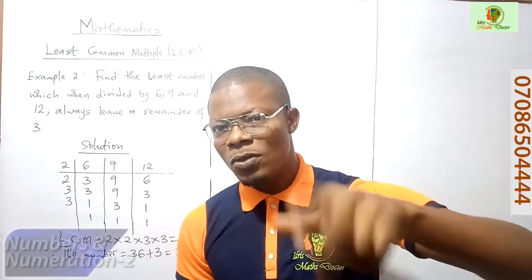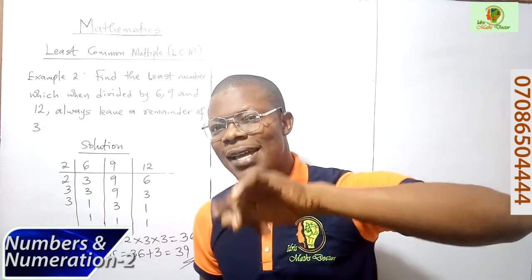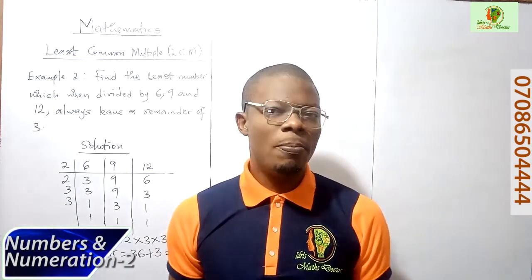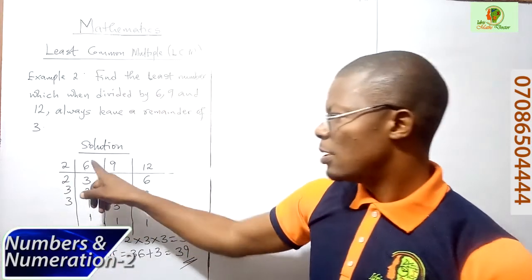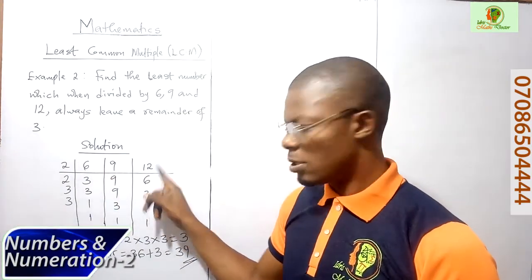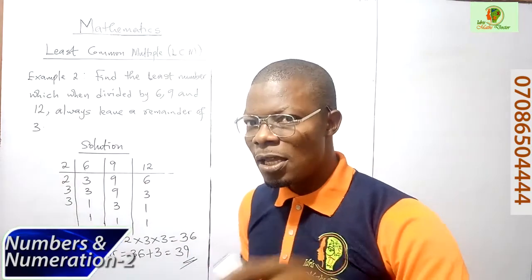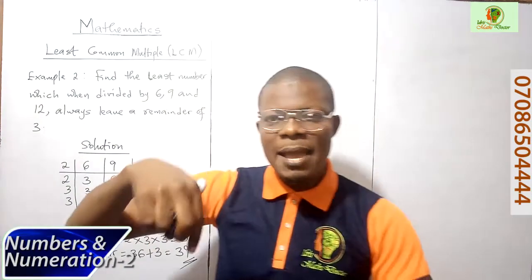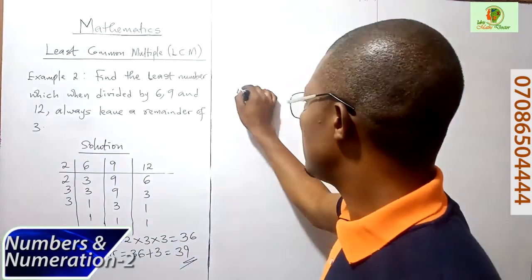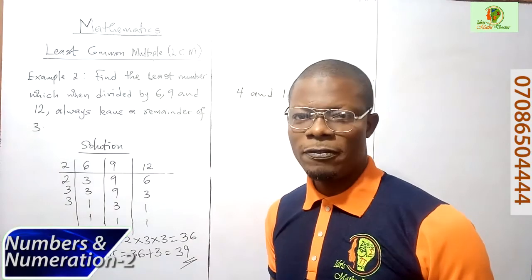At this point, before I say goodbye to LCM, let me state this. Note that the LCM of two or more numbers is always greater than the given numbers, or equal to the highest among the numbers. Look at what I mean. The LCM of 6, 9, and 12 happens to be 36, which is greater than the numbers. And also, the LCM can be the highest among the given numbers. For instance, if you are to find the LCM of 4 and 12, the LCM is 12.